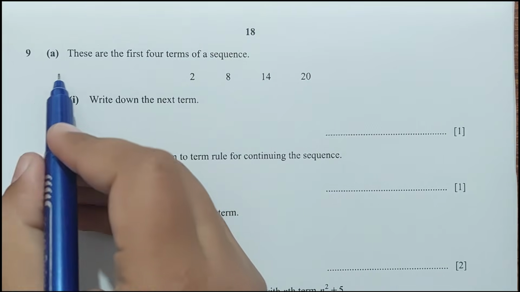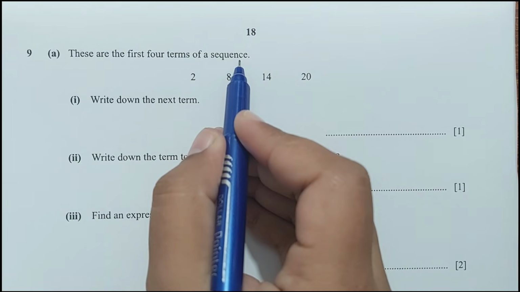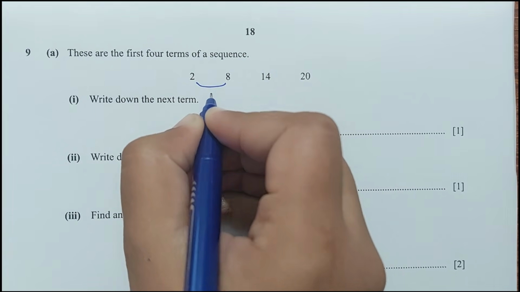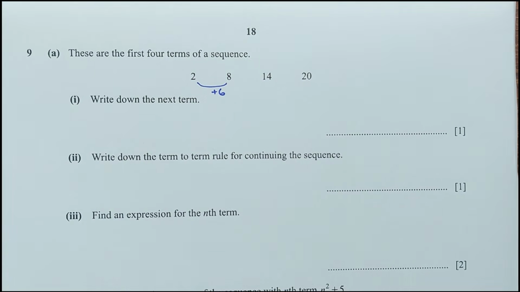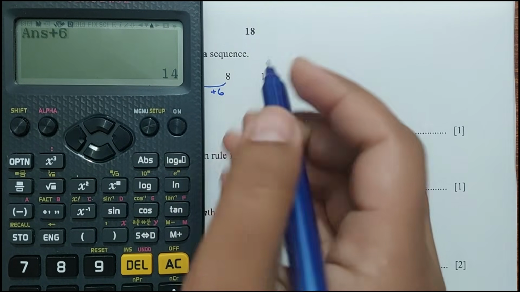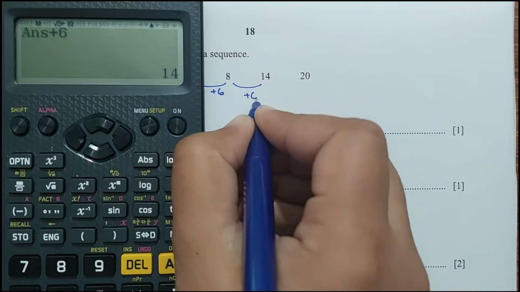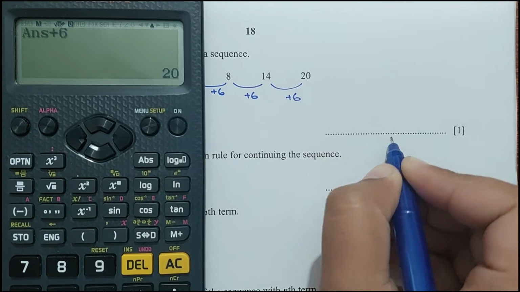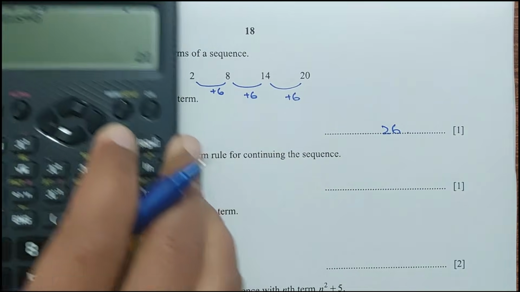Question number 9, part A. These are the first 4 terms of a sequence. Number 1, write down the next term. 2 plus 6 is 8, plus 6 is 14, plus 6 is 20. So 20 plus 6 is 26.